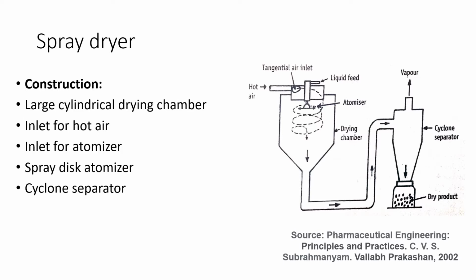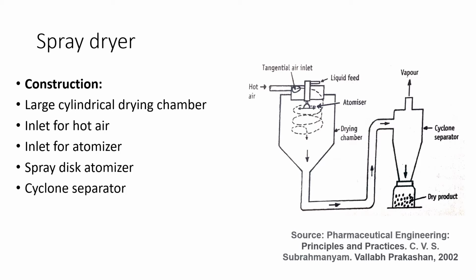If we see the construction, the major components include the large cylindrical drying chamber. It generally has a conical bottom and is made up of stainless steel. If we talk about the dimensions, the diameter of the drying chamber may vary from 2.5 to 9 meters and height can be up to 25 meters or even more than that. There is an inlet for hot air in the roof of the chamber.